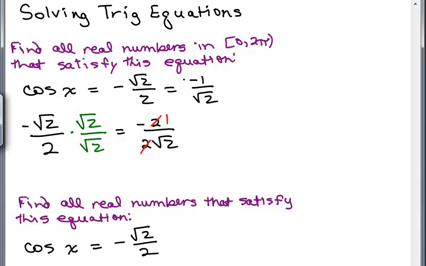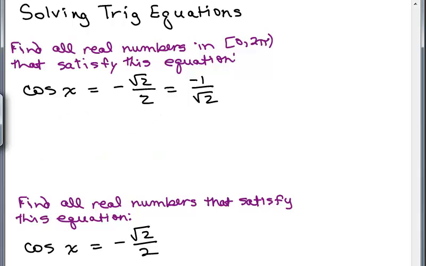Some people like to look at it this other way because it's easier for them to recognize that as the special angle. And that's actually the 45-degree angle, basically. But we have to pay attention to the quadrant. We're trying to find x, where cosine of x is negative 1 over square root of 2. Where is the cosine negative? Well, that's over in quadrants 2 and 3.